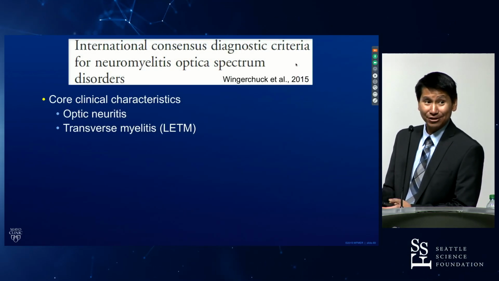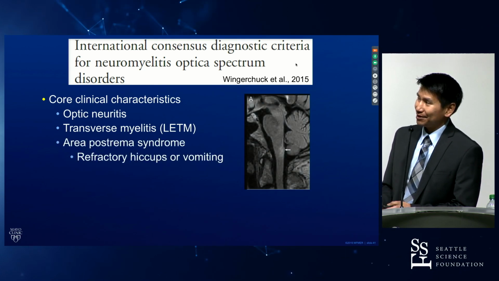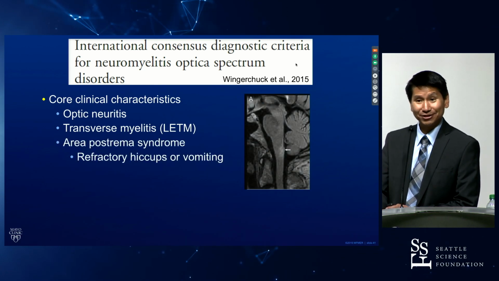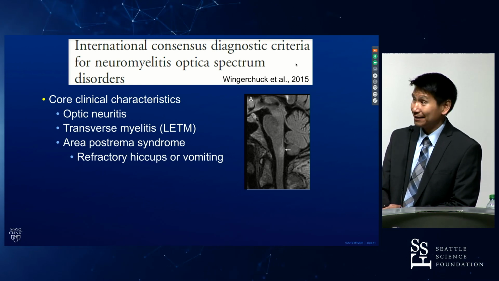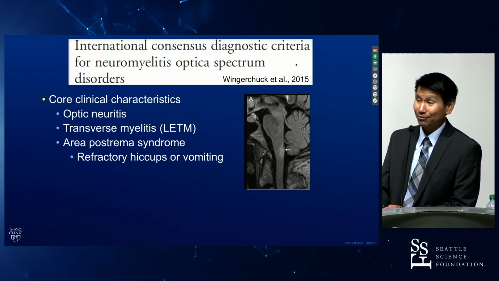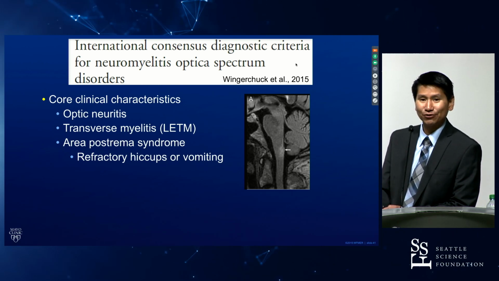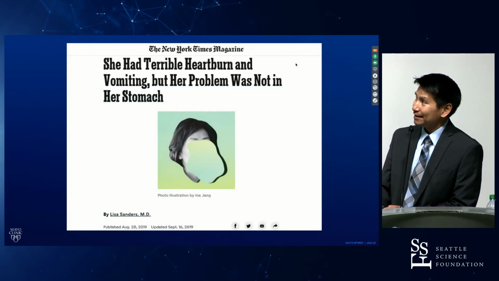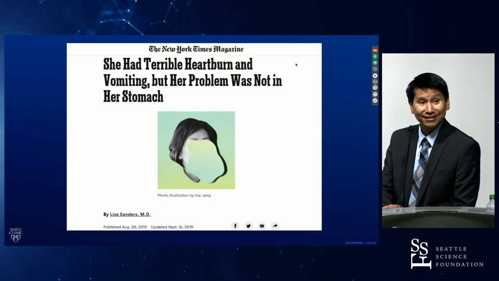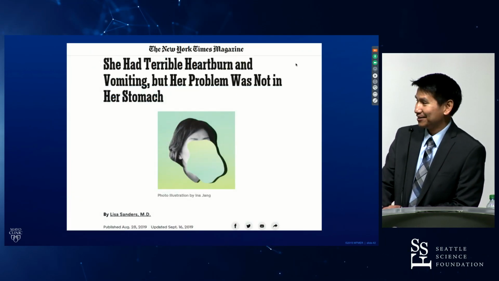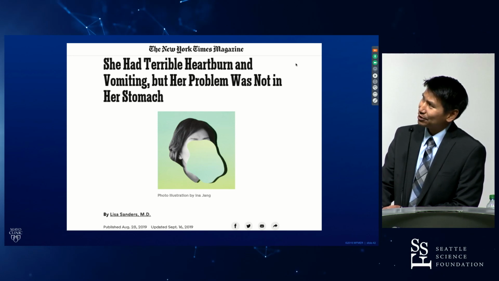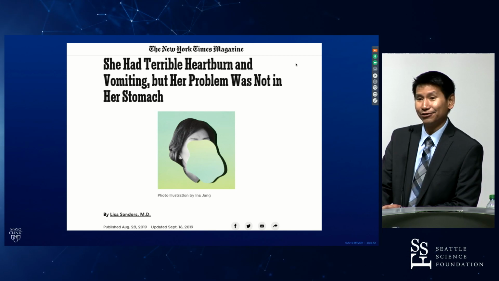So the 2 most common are still optic neuritis and transverse myelitis. The 3rd most common is something called area postrema syndrome, which many of you may have seen. But here you actually get inflammation, demyelination in the area postrema within the medulla, and patients present with refractory hiccups or vomiting. It's actually even hitting the lay press now. So this was published in the New York Times Magazine just a few months ago, and the title was, "She had terrible heartburn and vomiting, but her problem was not in her stomach."